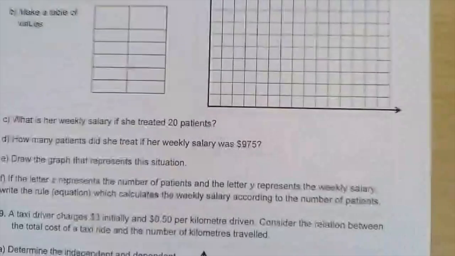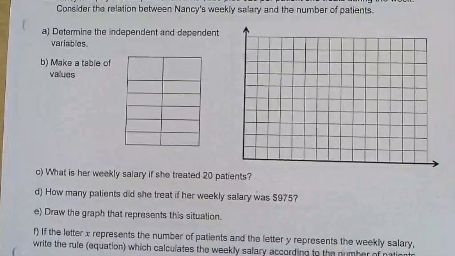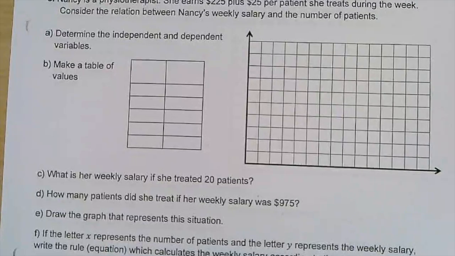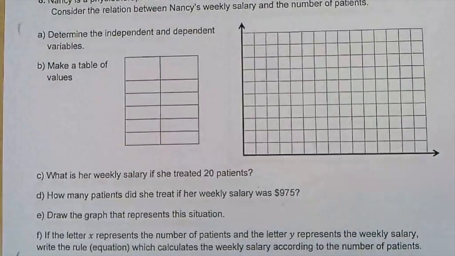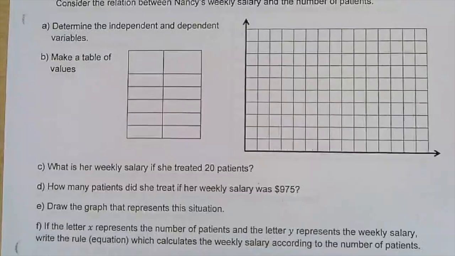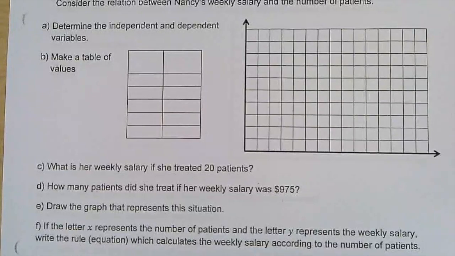Next, we're going to number 8, where Nancy is a physiotherapist. So, Nancy's a physiotherapist. She earns $225 plus $25 per person she treats during the week. Consider the relationship between that.